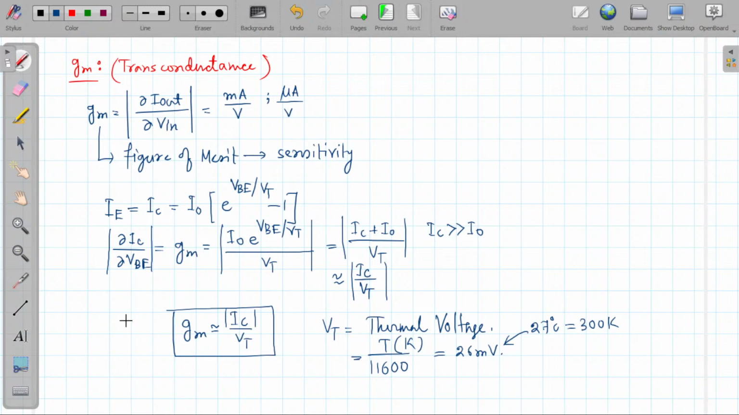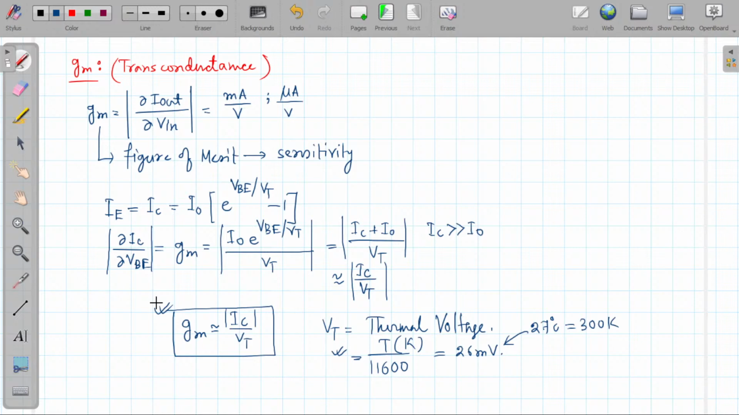So if we want to find the value of GM, what we need to do? First we need to find VT, and VT can be found from the equation according to the temperature value of the bipolar junction transistor, and IC will be the DC current value. The DC collector current value should be determined from the DC analysis, and we make a ratio of that value with VT. It will give the value of the transconductance.